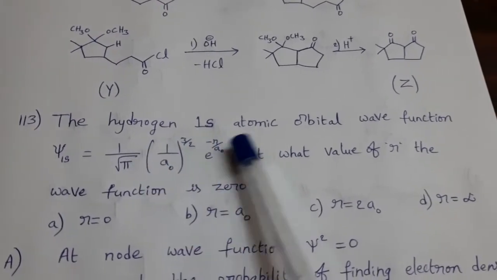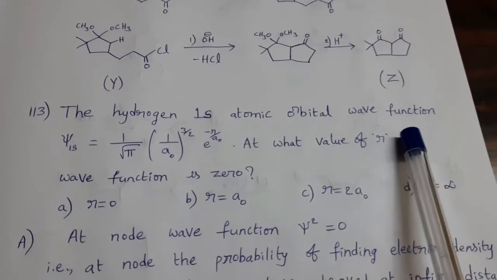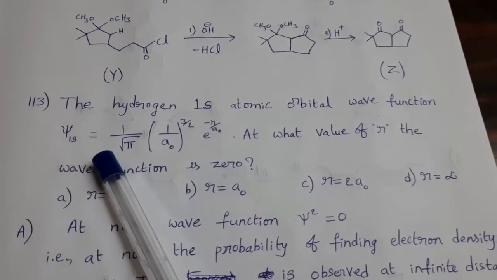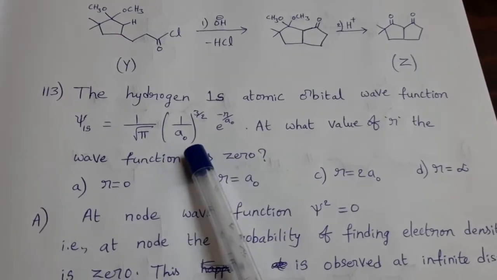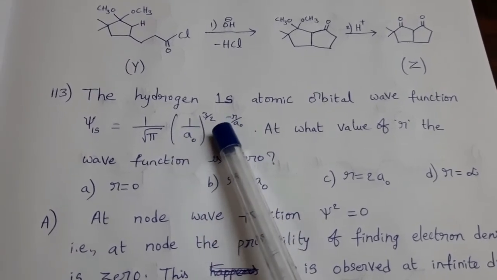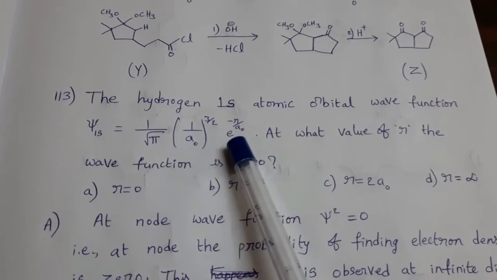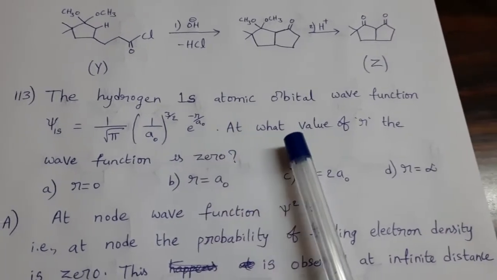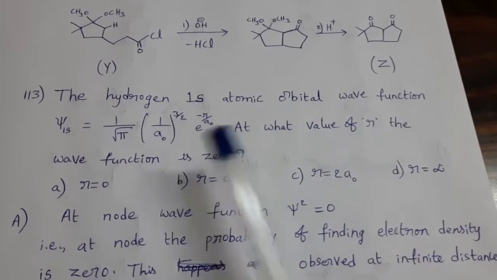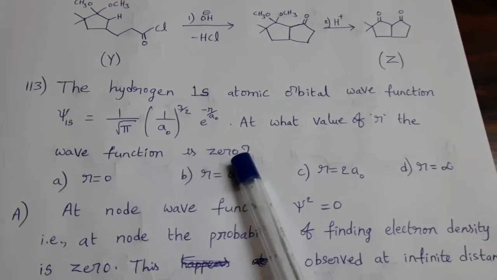The hydrogen 1s atomic orbital wave function psi 1s equal to 1 by root pi into 1 by a naught whole power 3 by 2 into e power minus r by a naught. At what value of r is the wave function 0?